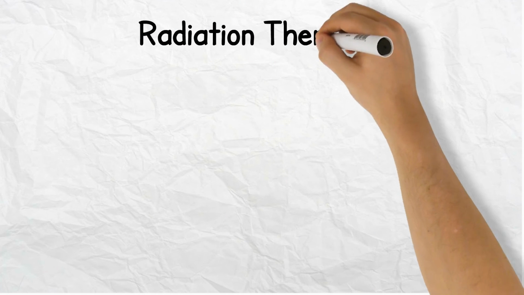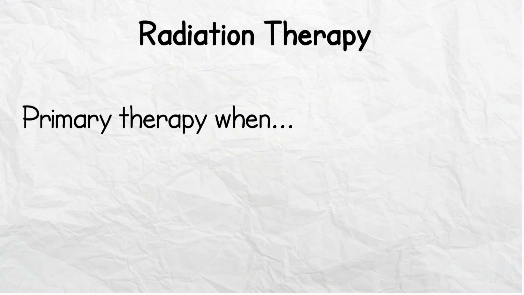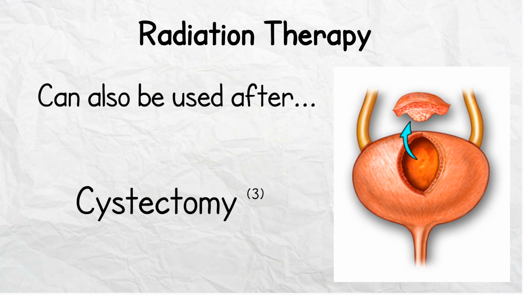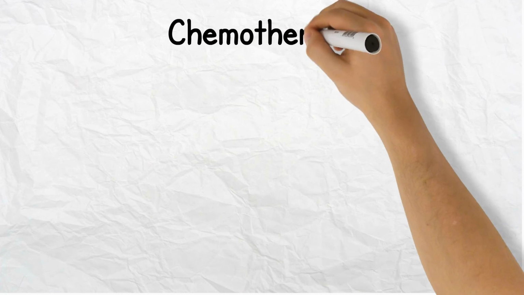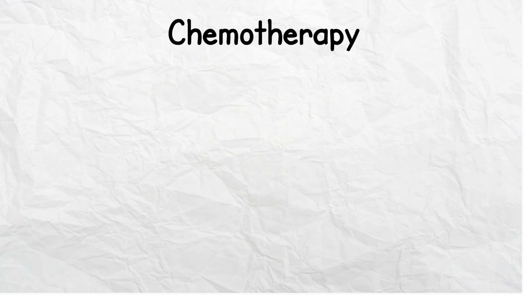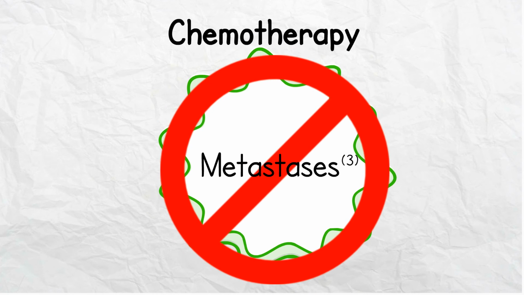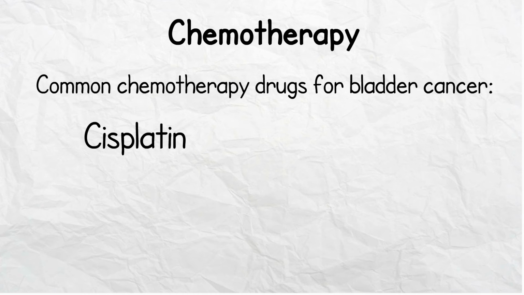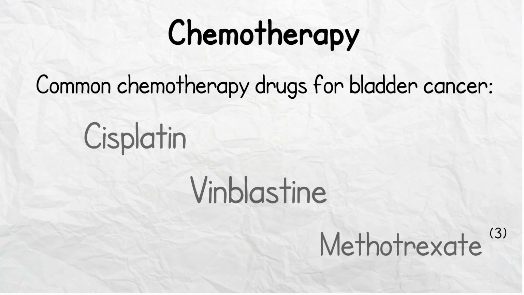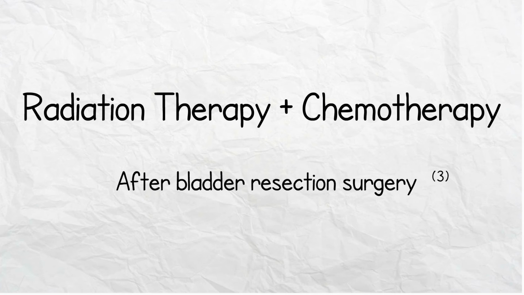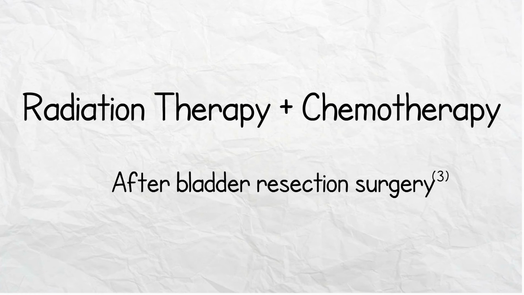Next, radiation therapy can be used as the primary therapy when surgery cannot be performed to resect the tumor. Radiation therapy can also be used after a cystectomy. Furthermore, chemotherapy can be used before or after bladder resection surgery. Chemotherapy is often used to treat metastases of bladder cancer. The common chemotherapy drugs used to treat bladder cancer include cisplatin, vinblastine, and methotrexate. It is also common to see radiation therapy combined with chemotherapy after bladder resection surgery to treat bladder cancer.